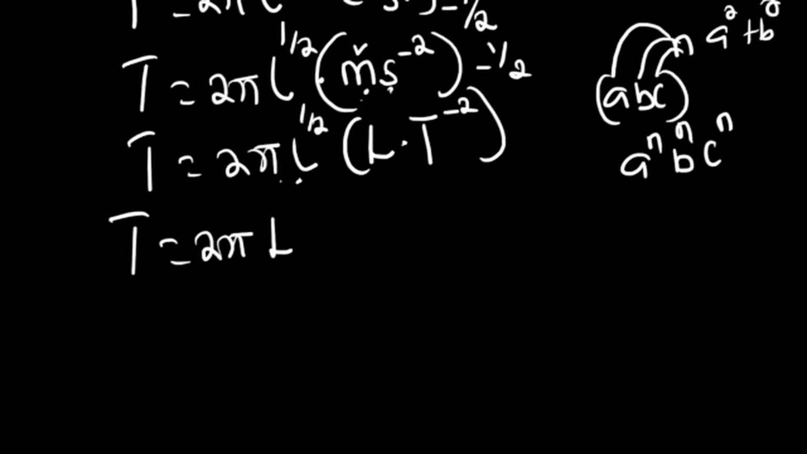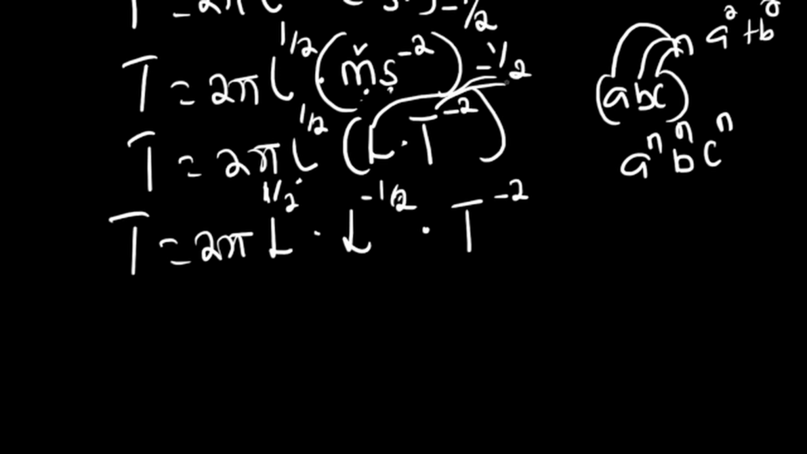And then this is now going to be 1 over 2, 1 over 2. And here we have times. Let's now distribute. Since they are multiplying, this negative half goes to the L. It also goes to the T. Now here we're going to have L raised to the power negative half, negative 1 over 2, and then multiplied by T, negative 2.